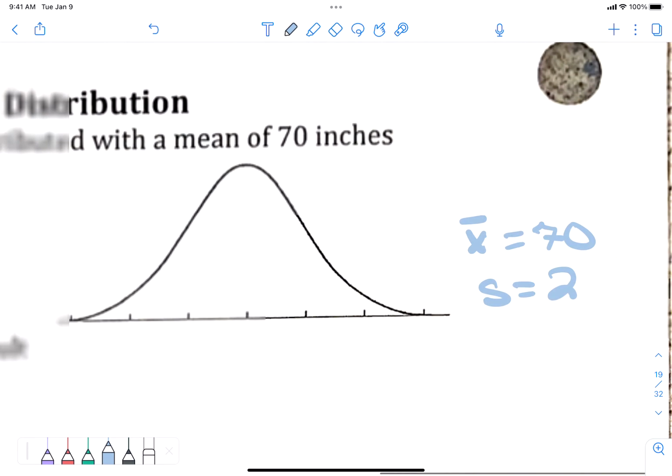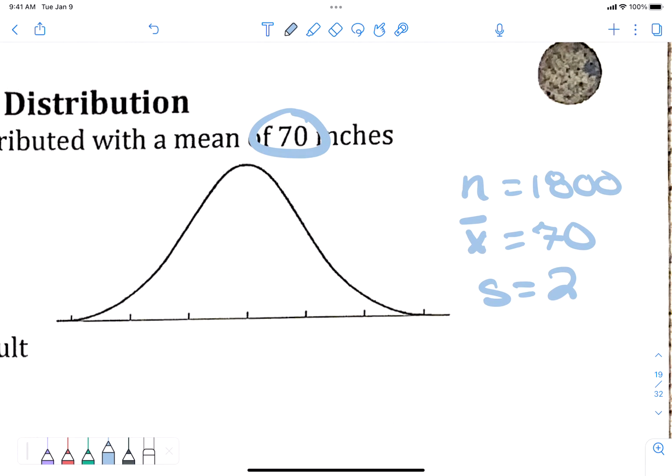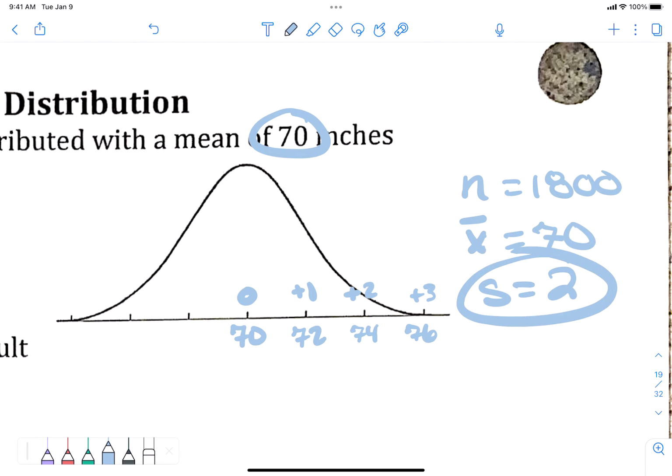Now, let's label our bell curve out. So this is like 0. That's in the middle. What number goes in the middle? 70. Okay? Then I add it once. This number should be 72, right? This number I add it twice. 74. This number I add it 3 times, and it's 76. Do we see that? We're adding the standard deviation once, twice, 3 times. Then I subtract. -1 would be 68. -2 would be 66. -3 would be 64.